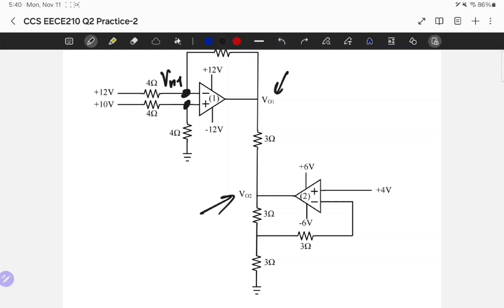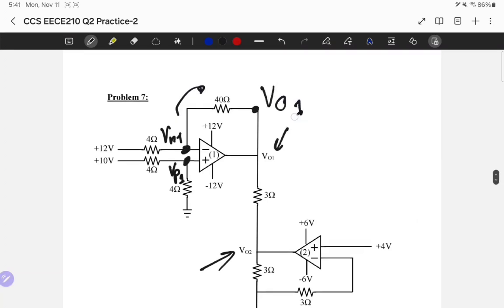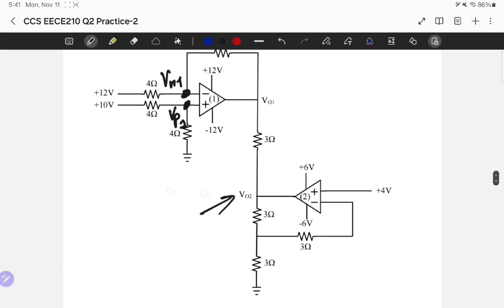What is easier for me really? Is it easier for me to deal with VN1 or VP1? Now, if I deal with VN1 and do a KCL, I'm going to meet VO1, and I really don't want my output to show up in my first equation, so I start with VP1. Okay, so starting with VP1, we find plus 10 volt.